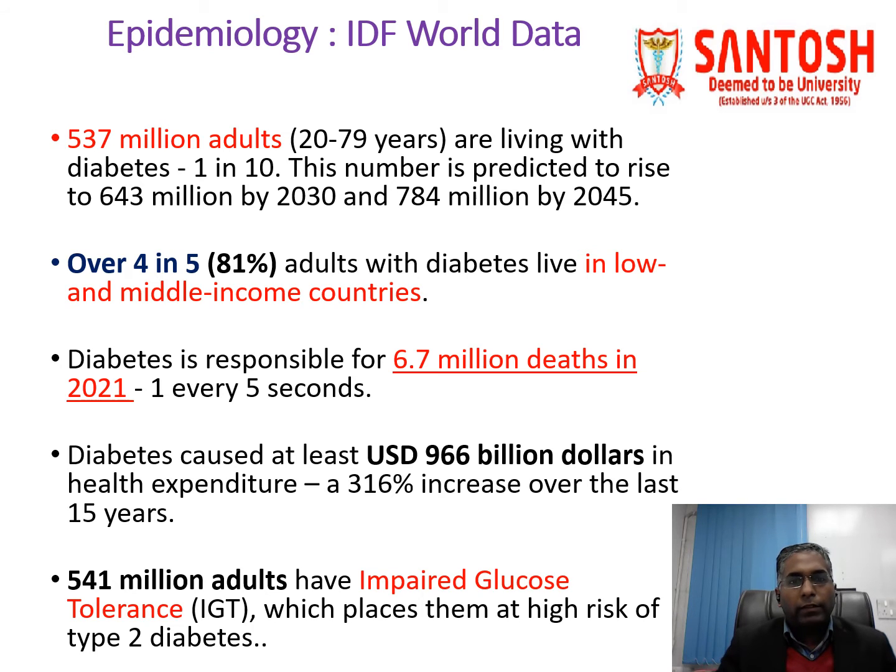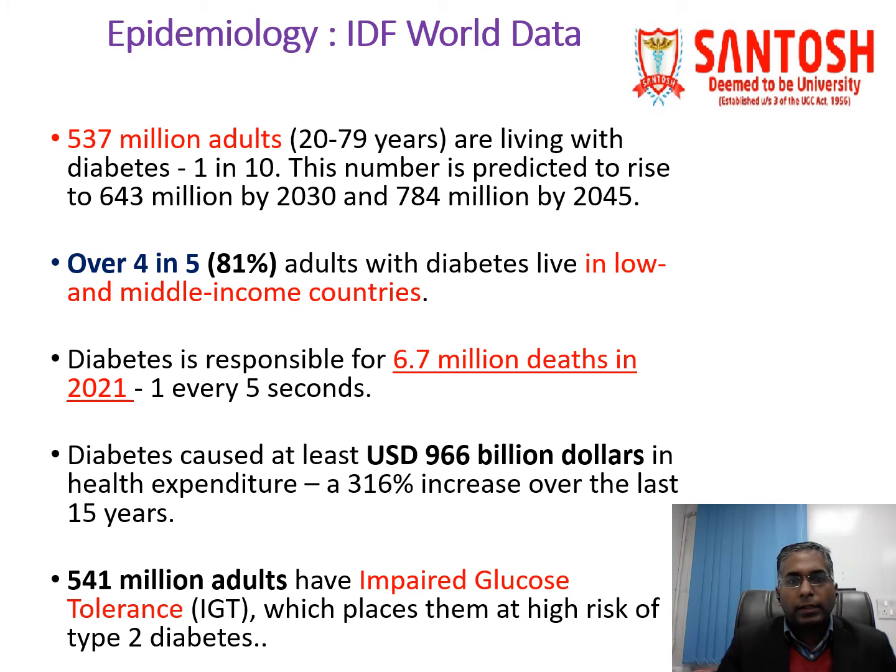Over 4 in 5, that is 81% of adults with diabetes, live in low and middle income countries like our countries. And diabetes is responsible for 6.7 million deaths in 2021. That is 1 in every 5 seconds. One person dies every 5 seconds due to diabetes.